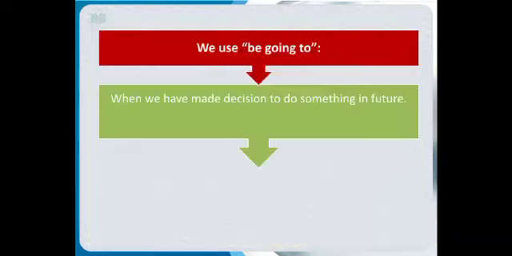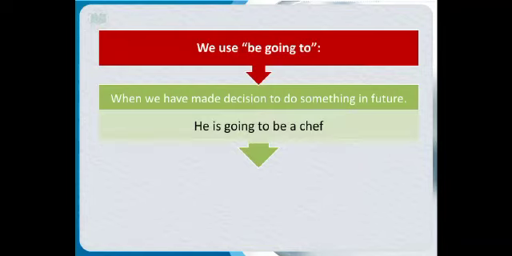Let's see the uses of be going to. Where do we use be going to? When we have made a decision to do something in the future. Be going to is used for future actions in which we are sure that we are going to do this and we have taken the decision. Then we use be going to. He is going to be a chef.